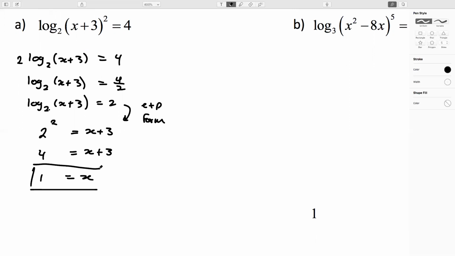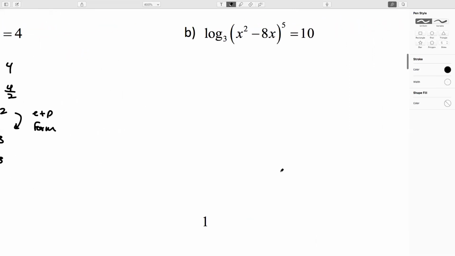We can go back and double check, does this work? If I put 1 in here, I'm going to be taking the logarithm of 4. That's okay because there's no negatives or no zeros. Okay, let's try another one.